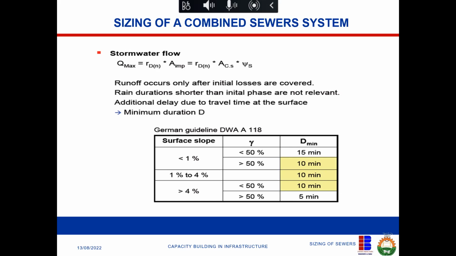If the slope is less than 1%, you are advised to use 15 or 20 minutes rain. If the place is on a slope of 1 to 4%, you are advised to use 10 minutes. If the slope is greater than 4%, and depending on whether it's greater or less than 50% of the catchment area, you use 5 or 10. But I can tell you, please, you can ignore all these ones and use 50. That's the one that is more opinion.